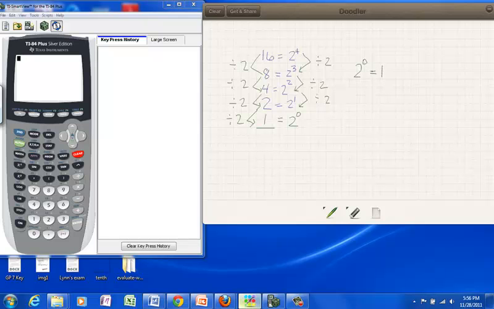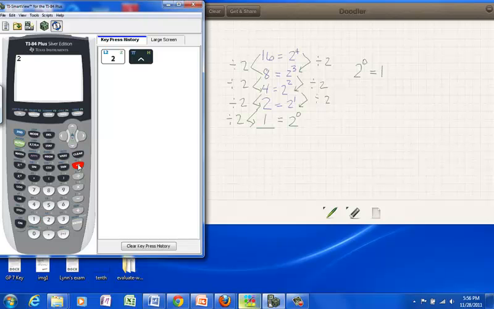Well, I have my calculator sitting right over here, so I'm going to try that. Let's take 2 and raise it to the 0 power. And the result is 1. So this thing seems to work. Well, okay, let's try a different one and see if it continues to work.